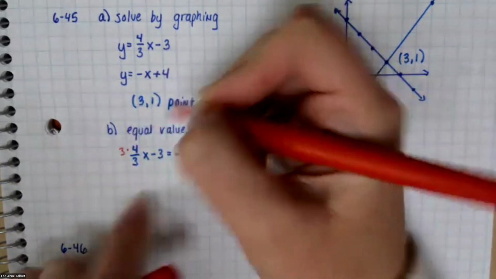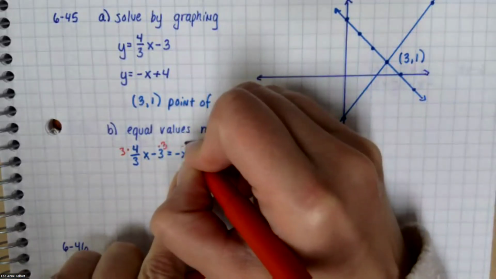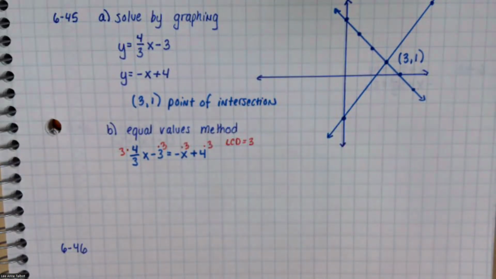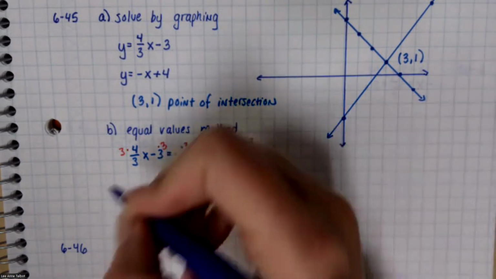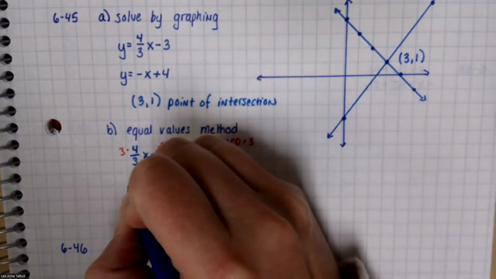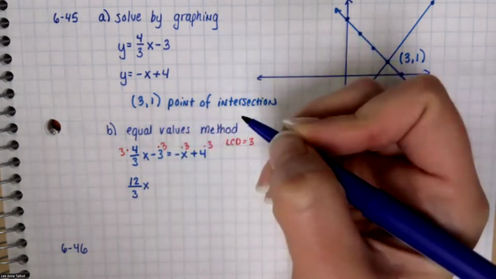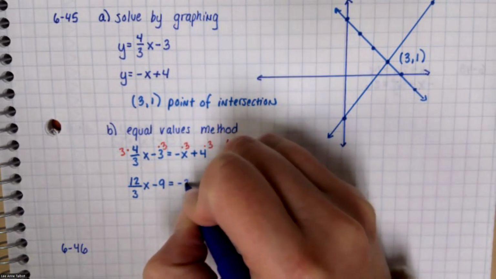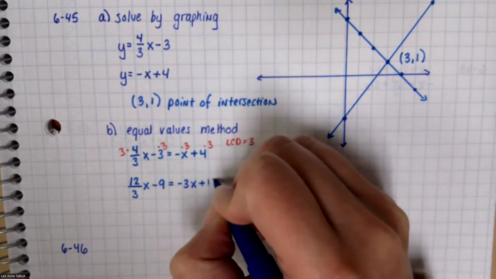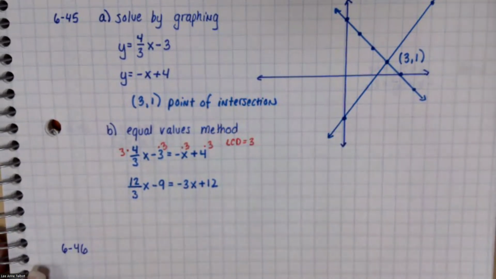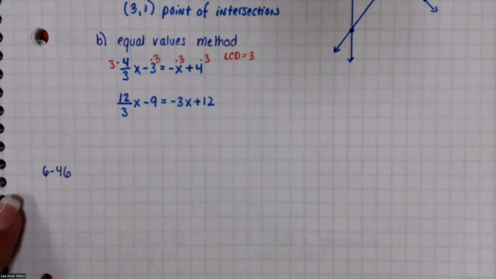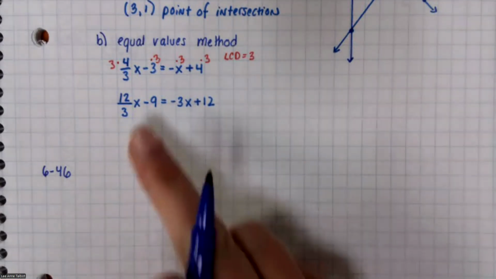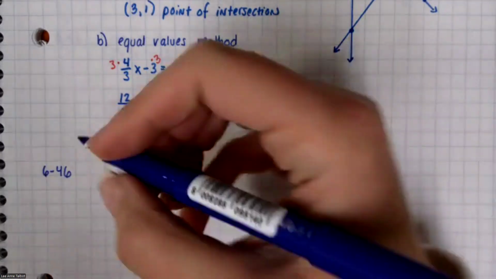So 3 times, 3 times, 3 times. I multiplied all of the tops by 3. And if I did it right, this should divide evenly, which it does.